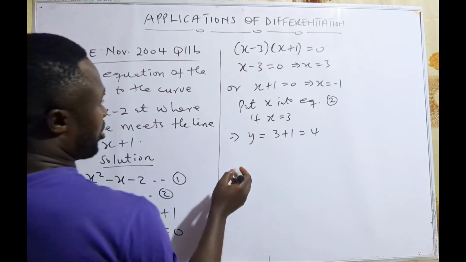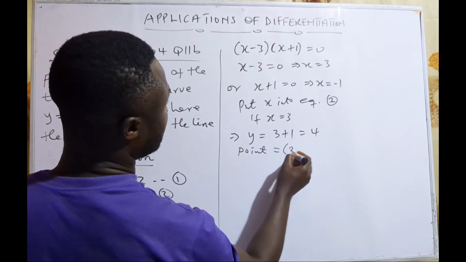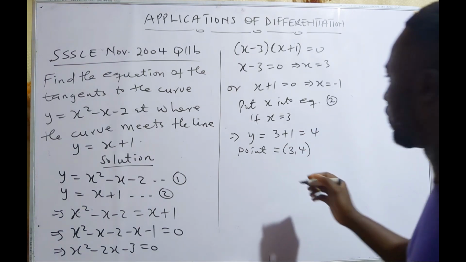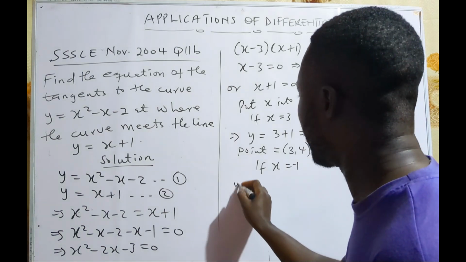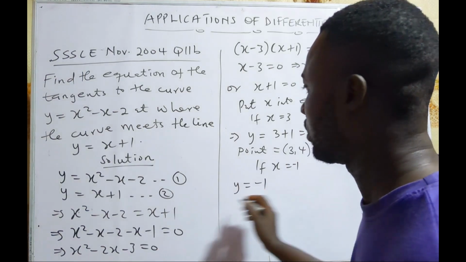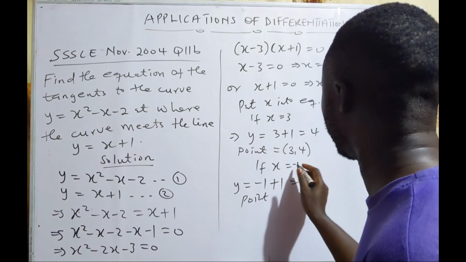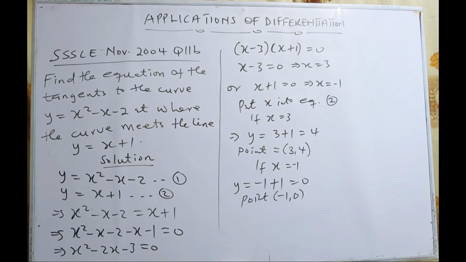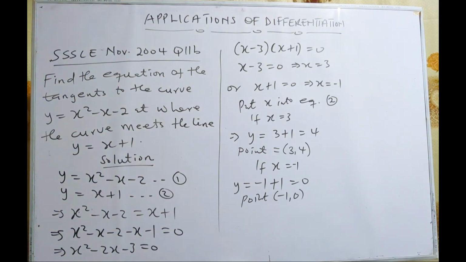Okay. So what will be the point? The point there is going to be (3, 4). And if x is equal to negative 1, then y is going to be negative 1 plus 1, and that will be 0. So what will be the point there? Negative 1, 0. Alright, so if x is equal to 3, we have y as 4. And if x is equal to negative 1, y will give us 0. Alright, so that is what we have.